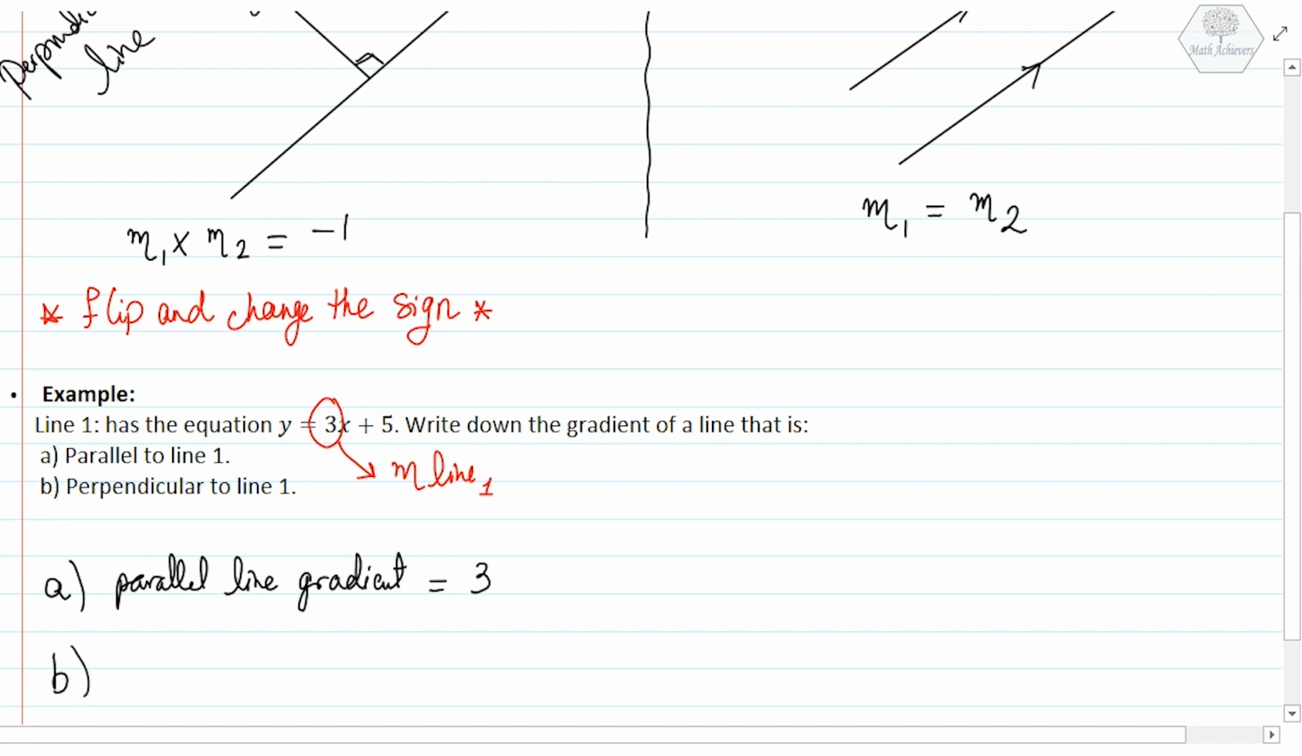Part B, I want to find the gradient of a perpendicular line. The gradient of the perpendicular line, I simply take the gradient of the line and I flip it and I change the sign. So this is +3. I just flip, it becomes 1/3 and the sign was positive. So now my new sign would be negative. So the gradient of the perpendicular line on line 1 is -1/3.